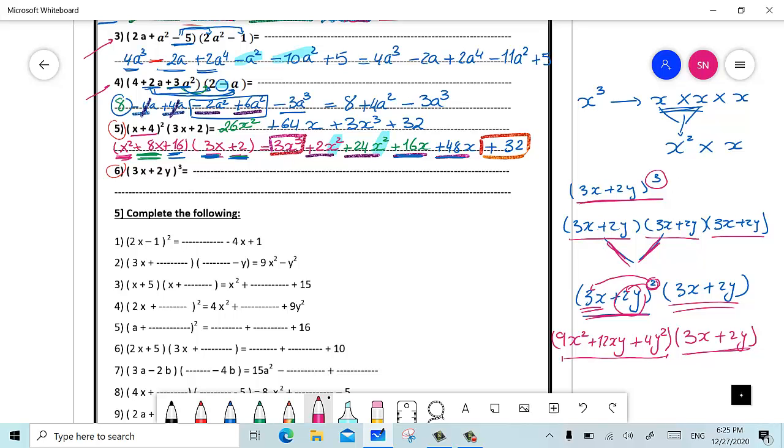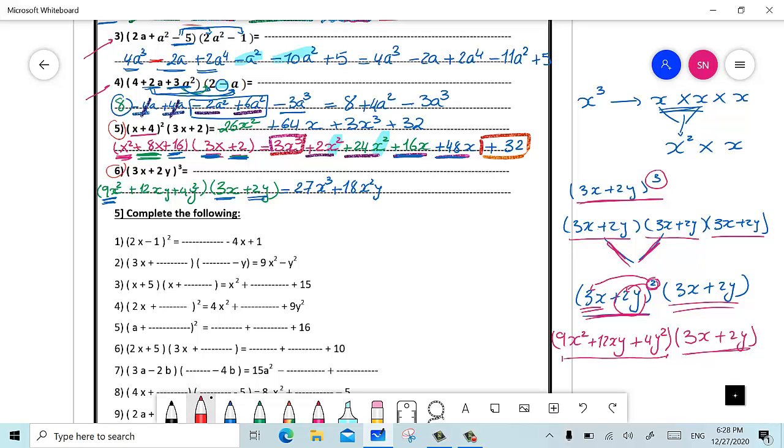So here I'm going to have now 9x squared plus 12xy plus 4y squared, and I'm going to multiply it by 3x plus 2y. So I'm going here to multiply each term by each term in the other expression. So now I'm going to multiply 9x squared by 3x, and this is equal to 27x to the power of 3. 9x squared by positive 2y is equal to positive 18x squared y.